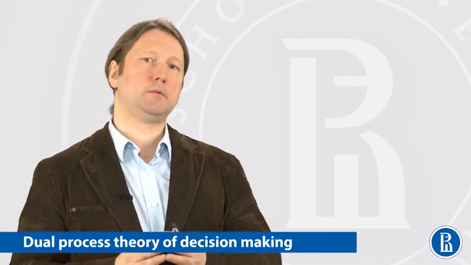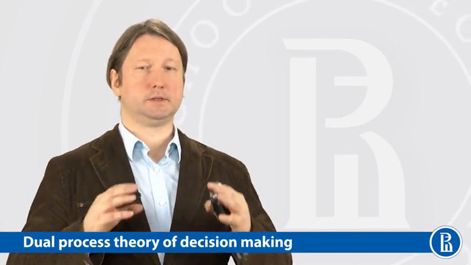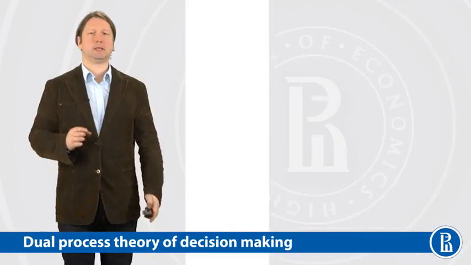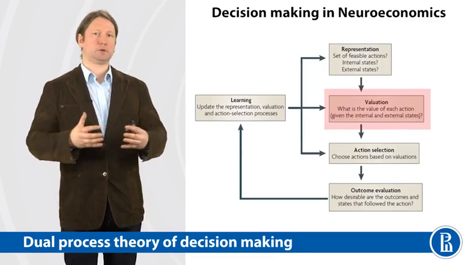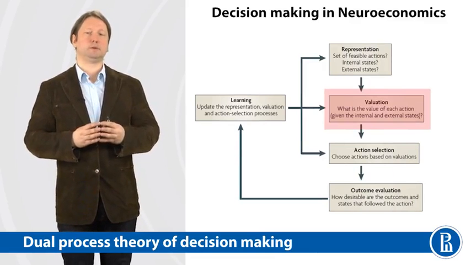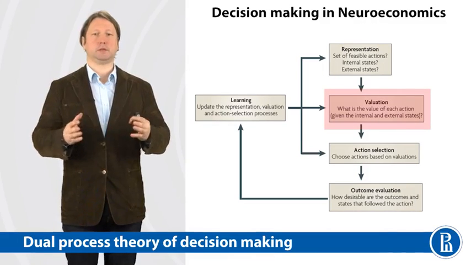So today we will discuss the interaction of the emotional and cognitive systems during the decision-making process. But let's first summarize the neuroeconomics view on the valuation process. As you remember, neuroeconomics divides the decision-making process into a few stages.